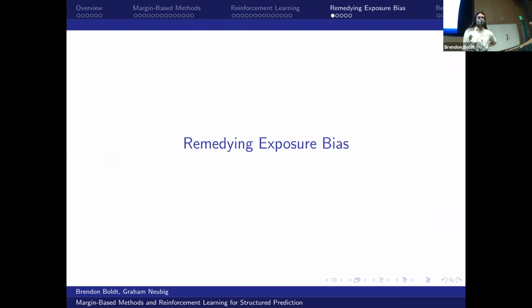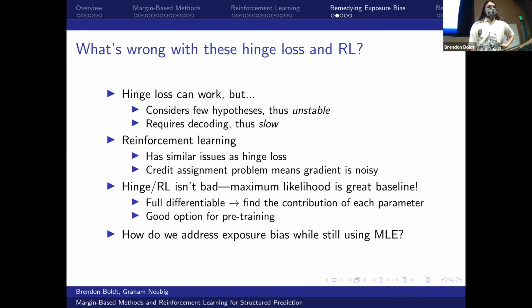I'm just going to quickly overview. Those were the two major parts, but I'm going to offer some quick, slightly easier ways to remedy exposure bias that don't involve using these non-MLE objectives. As I had said before, in the interest of time, I'm going to skip over this slide. But essentially, hinge loss and reinforcement learning can be unstable and slow, even if they are addressing exposure bias and they are taking into account the evaluation metric.